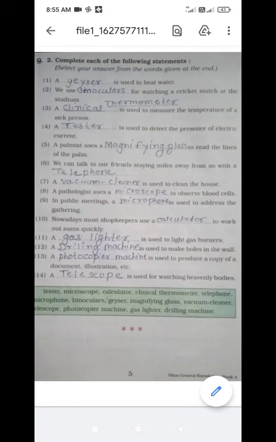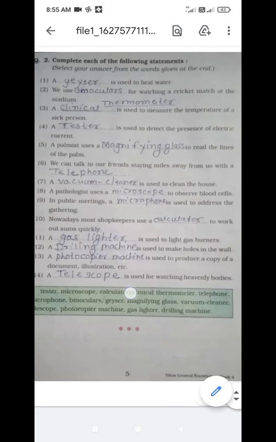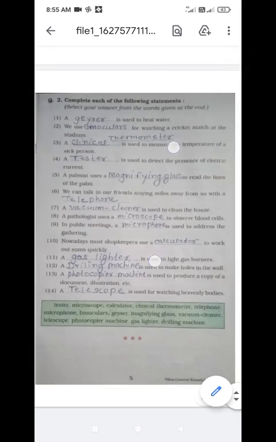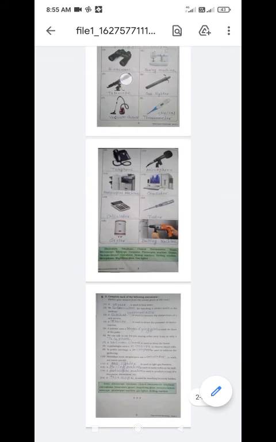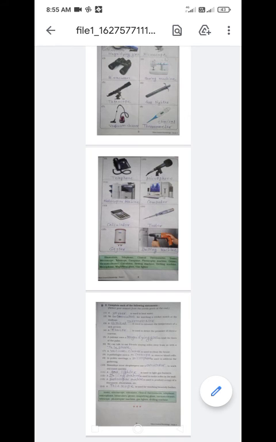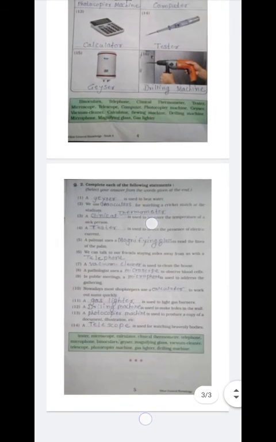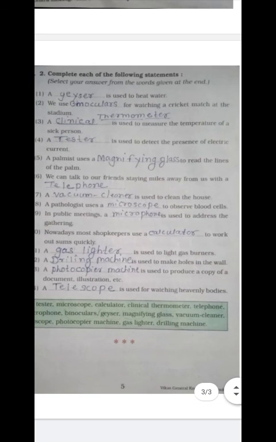Xerox machine means photocopier. A telescope is used for watching heavenly bodies.